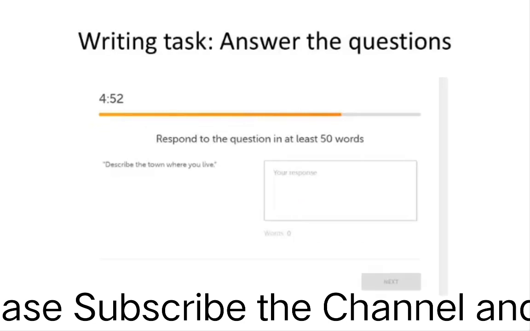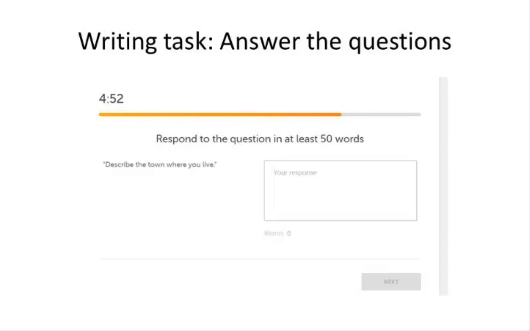For example, take a look at this question. Describe the town where you live. You have 5 minutes to write the answer to this question and you need to write at least 50 words. My tip for scoring high in this task is to write more than 80 words. You can write 100 words or more if you have a good typing speed, but if you don't, you need to practice more. You will also be able to see the word count as you type your answer, but make sure there are no mistakes in spelling, grammar, or punctuation.